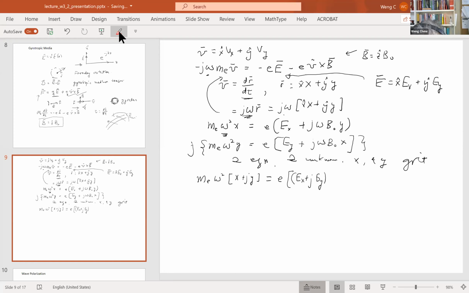And then for the other one, if you multiply by j, you would get omega B naught multiplied by j. You get j Y, plus, let me see, j j, you get two minus signs. So you get actually, let me see, j, j, j, j, Y.